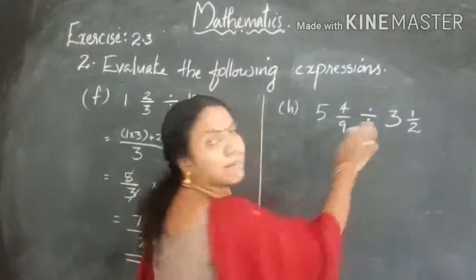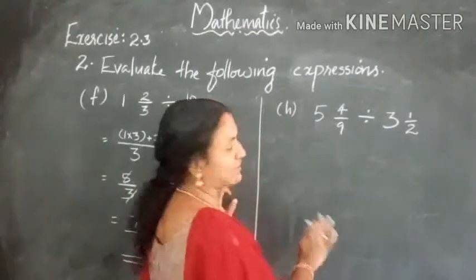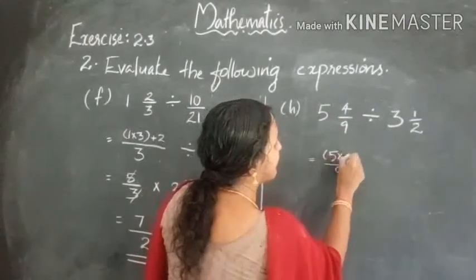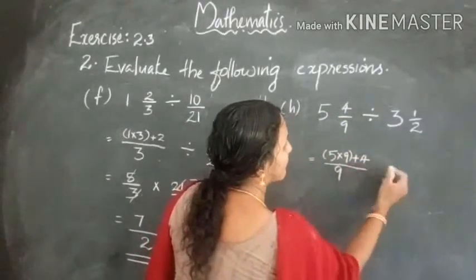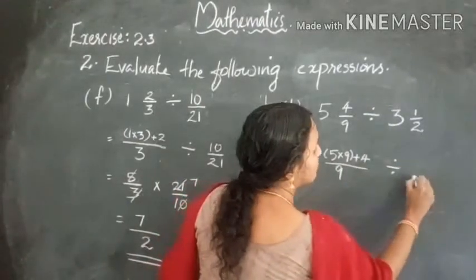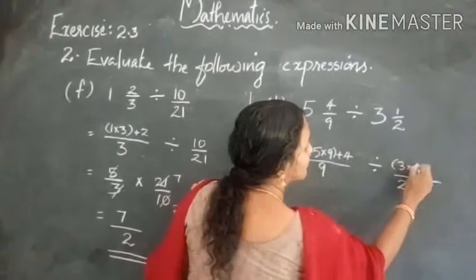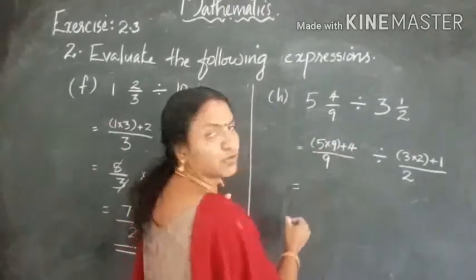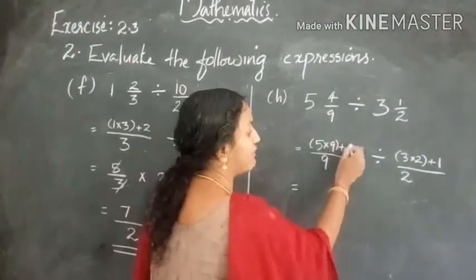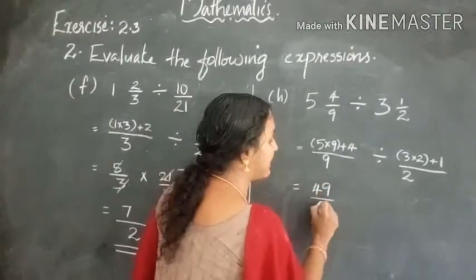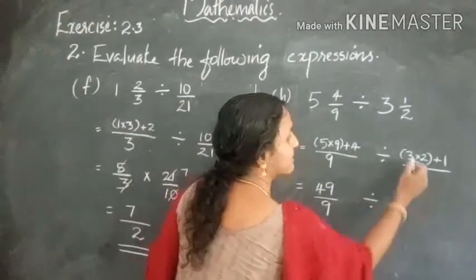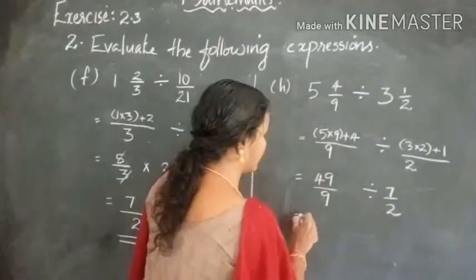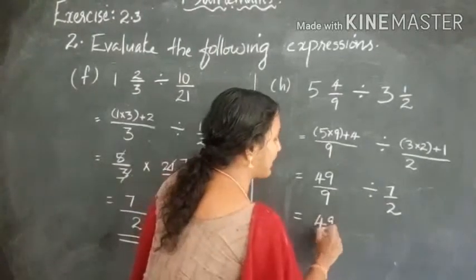The next one, 5 4 by 9 divided by 3 1 by 2. These two fractions are mixed fractions. First convert these two fractions into improper fractions. It is equal to 5 into 9 plus 4 divided by, here the denominator is 2, 3 into 2 plus 1. 5 into 9, 45. 45 plus 4, 49. 49 by 9 divided by 3 into 2, 6. 6 plus 1, 7. 7 by 2.